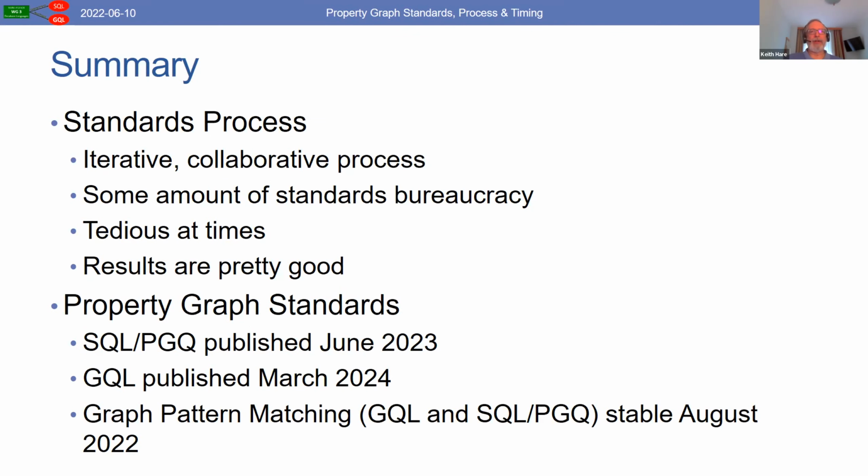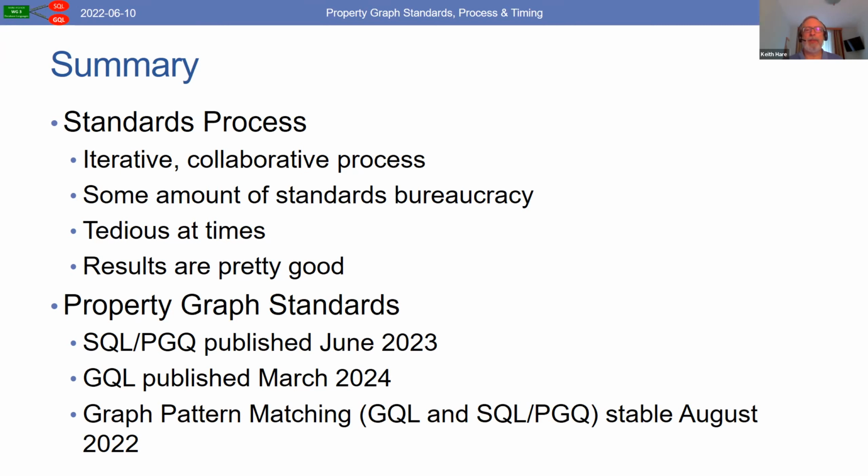So standards are an iterative process. They're actually fairly collaborative, and we spend a lot of time working together. There's some amount of standards bureaucracy, which can be tedious at times, and some of this ends up being compromised between different experts working for different companies. But overall, I think the results are actually pretty good. As I said, PGQ is going to be published probably by June, maybe a little bit earlier next year. GQL should be published by March of 2024, possibly a little bit earlier.